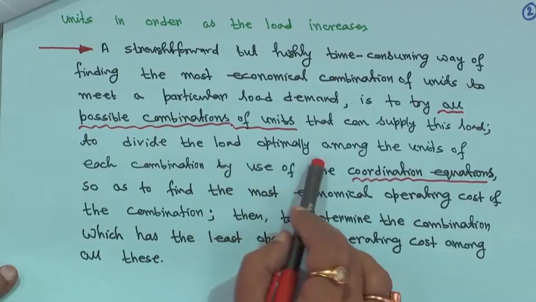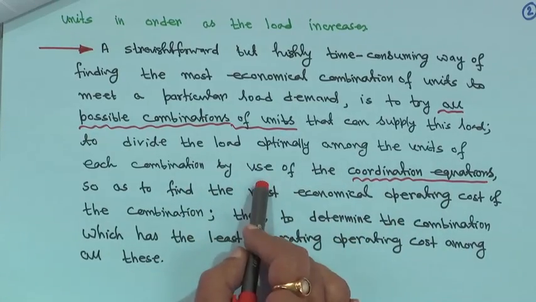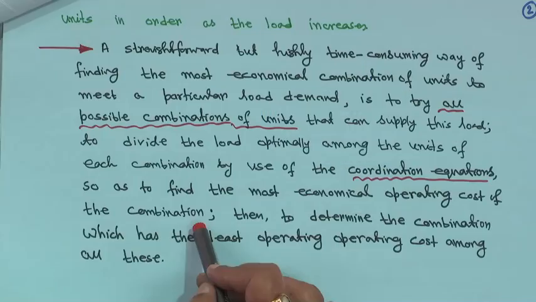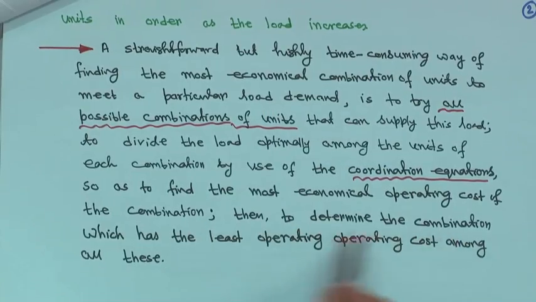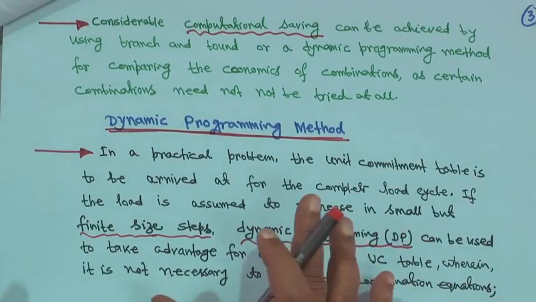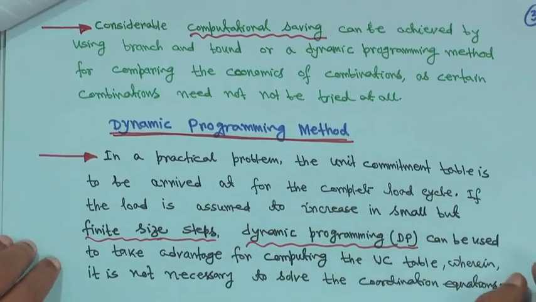Then divide the load optimally among the units of each combination by use of the coordination equations. That coordination equation we have seen a little bit in the previous course, power system analysis, on optimal system operation, right, and many good problems we have solved also, that you have also done, right. So, as to find the most economical operating cost of the combination, then determine the combination which has the least operating cost among all these, right. So, unit commitment is a very time consuming process.